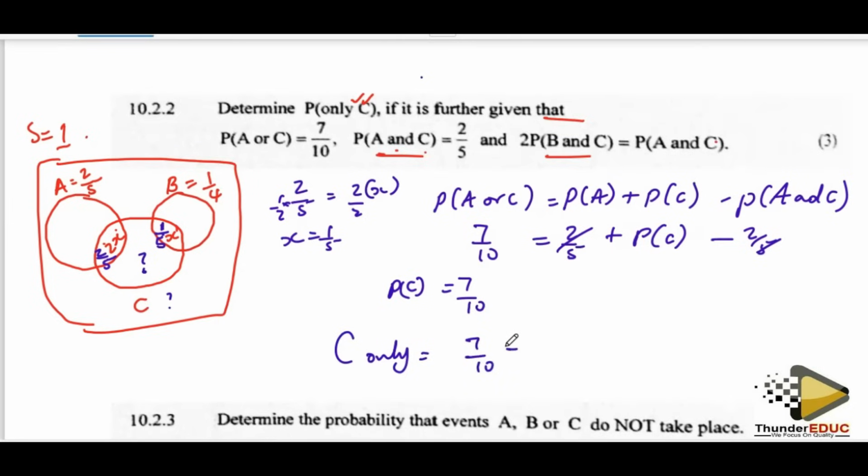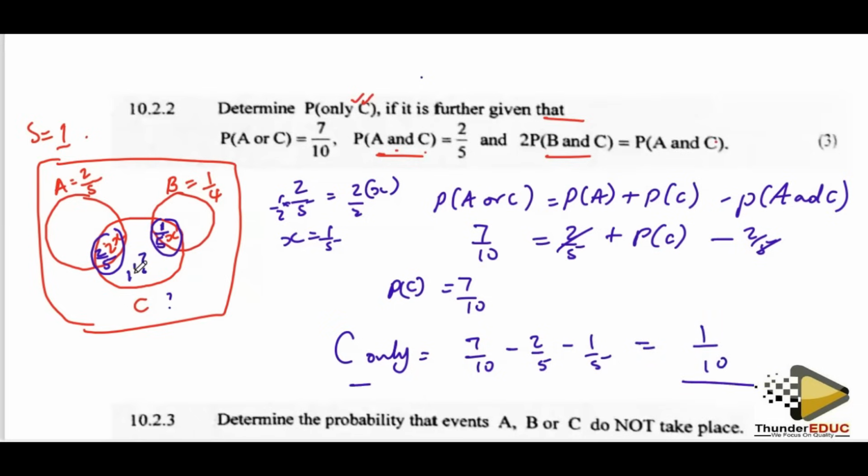Okay. I must subtract this area and subtract that area. Minus 2 over 5 and then minus 1 over 5. Then just see 2 over 5 minus 1 over 5. Okay, so which means it's 1 over 10. Okay, C only, because C only is just this area without the B and then without the A as well. Alright, so that is done.